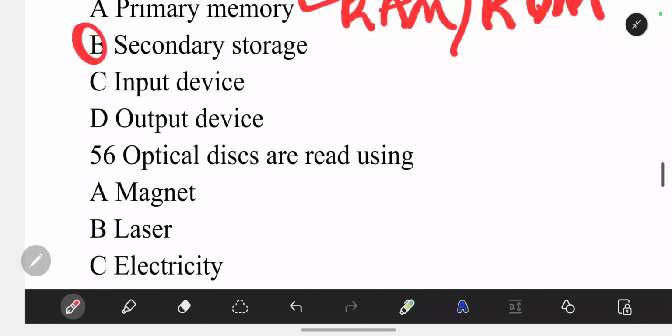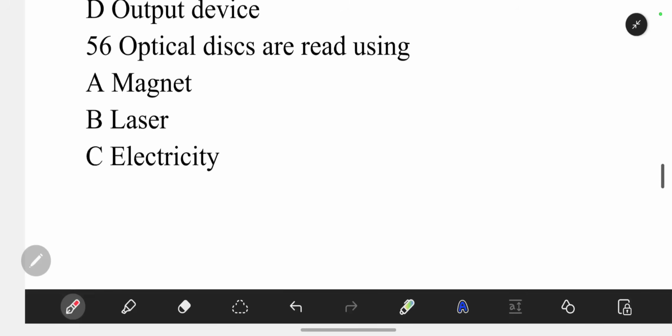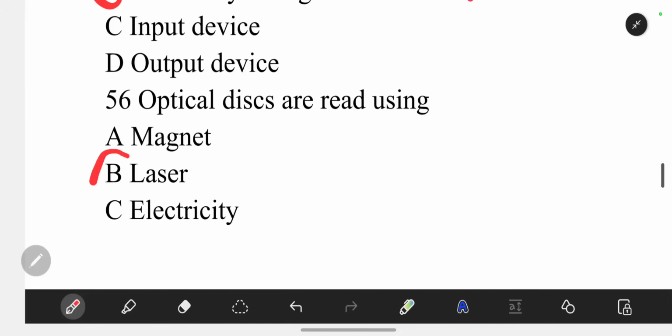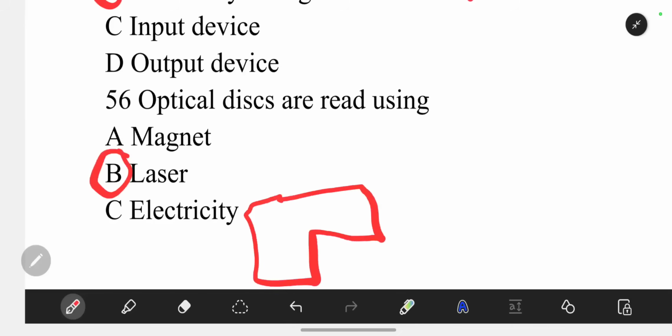When we look at our 56, optic discs are read using, so optic has to do with light. So the one that uses light are laser beams. For example, a device that reads barcodes will be able to emit some form of light, which is in form of a laser. So optic has to do with light.